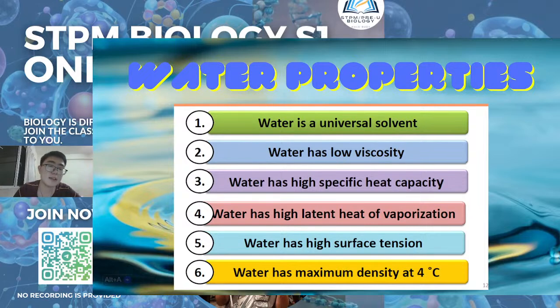Okay, next, this is the most important part when you learn about water. There are 6 main properties of water that you have to know. You must know the properties of water. So why do we want to learn about water? Because these 6 properties make water very important in our life, in all living things.